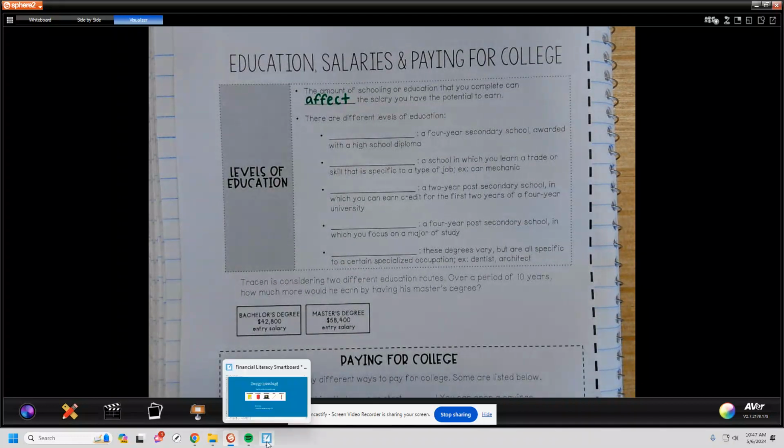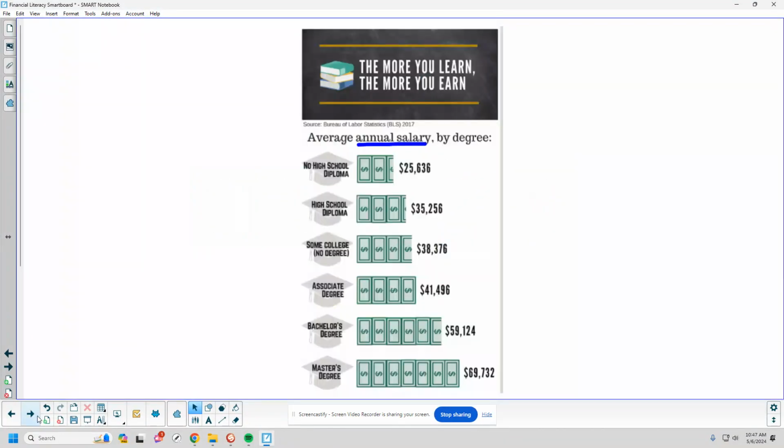So, for example, let me just show you this graphic real quick. It says, the more you learn, the more you earn. This is average annual salary by degree. It says it's from 2017, so a little bit outdated, but still close enough to accurate. So, annual salary, that means how much you make in 1 year. So, the lowest level, this would be people that did not finish high school. You can see they are hardly making anything. It's probably hard to even get by with that.